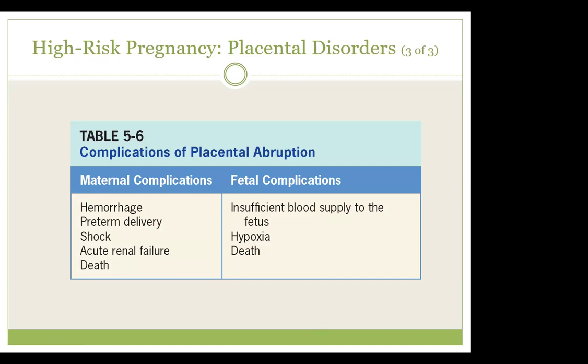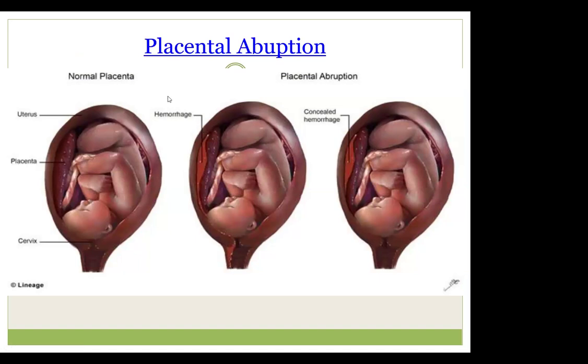The other high-risk placental disorder is called placental abruption. Okay, so abruption means the placenta tears away from the uterine wall. It causes a hemorrhage, okay, and it causes blood loss for the mom and for the baby, and can result in fetal death. Okay, so this next slide shows pictures of, this is the normal placenta.